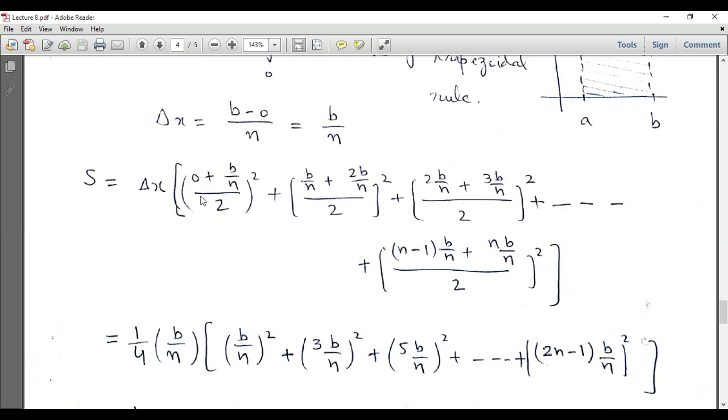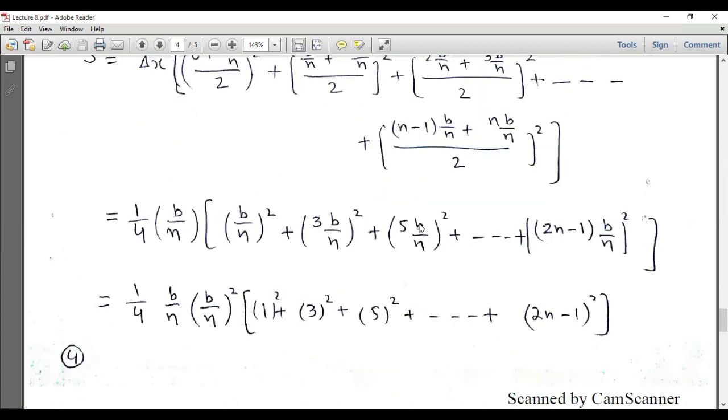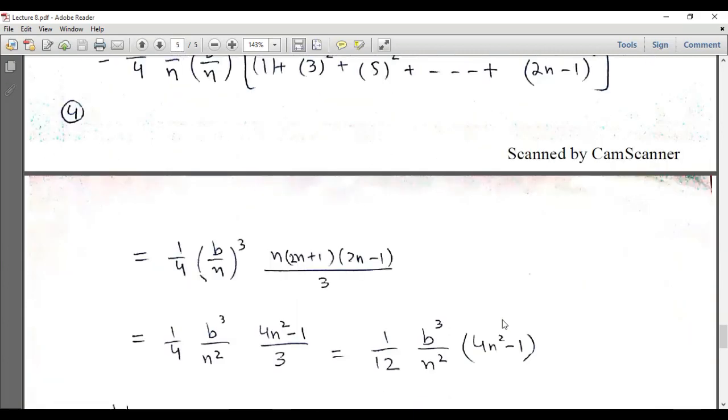Okay. So delta x is equal to b over n, and we have 1 by 2 square with each term, so it is equal to 1 by 4, which is taken as common. Here we will have b over n square plus 3b over n square plus 5b over n square plus so on up to 2n minus 1 into b over n square. So again b over n square can be taken as common, and we will have 1 square plus 3 square plus 5 square plus so on up to 2n minus 1 square in the brackets.